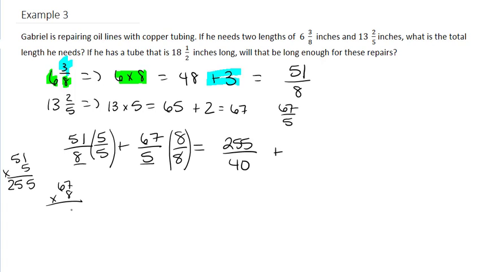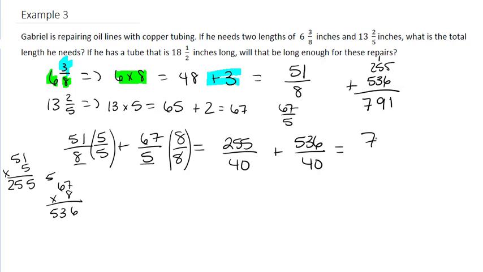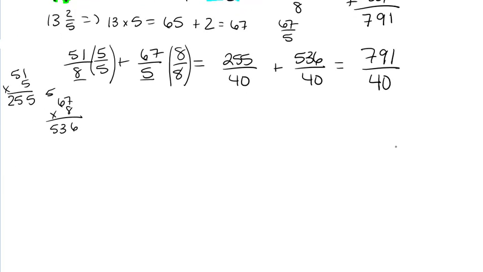Plus 67 times 8. 7 times 8 is 56. Carry the 5. 6 times 8 is 48 plus 5 is 53. So we got 536 over 40. Then we're going to add those two numbers together. So we got 11, carry the 1. Then we get 9, and then 7. So we get 791 over 40. And then our final step will be to convert it back.